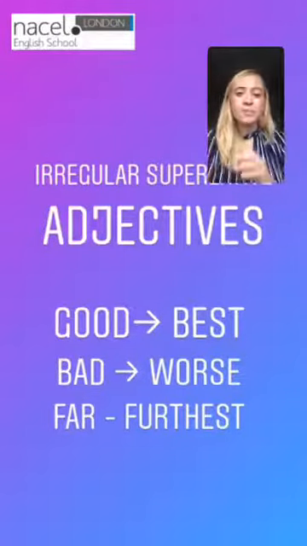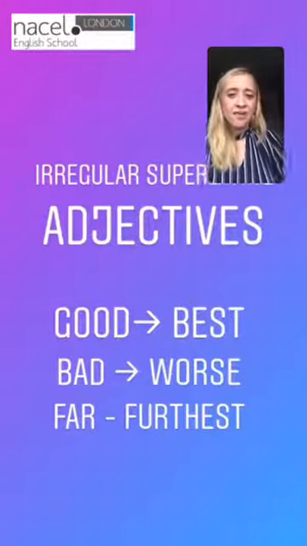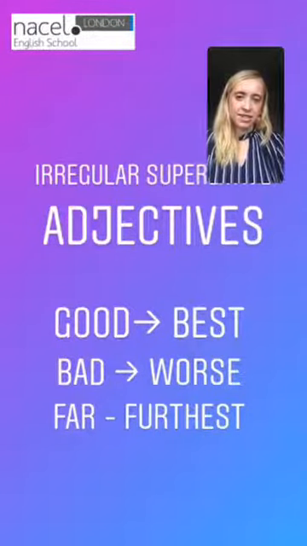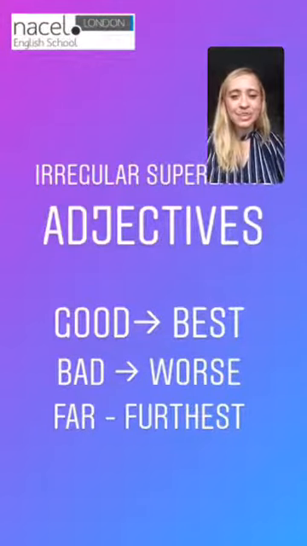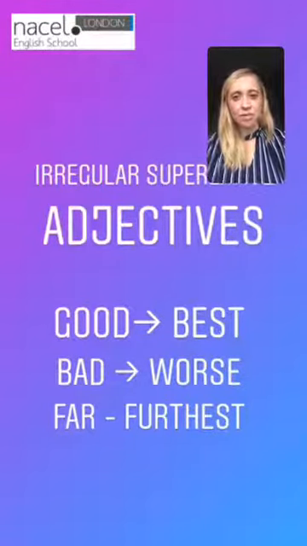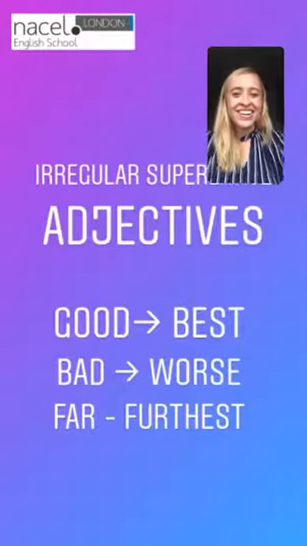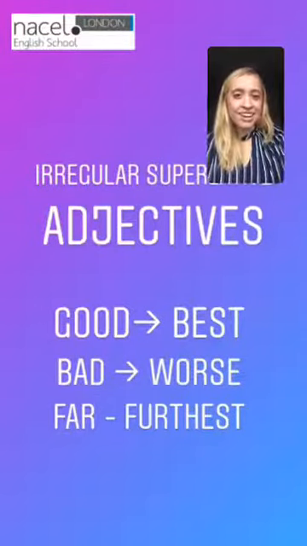So good becomes best, bad becomes worst, and far becomes furthest. Best, worst, and furthest. You do just have to learn these, guys. There's not an easy way. None of the rules will work for these. But they are just three that I think are really important. Best, worst, and furthest.